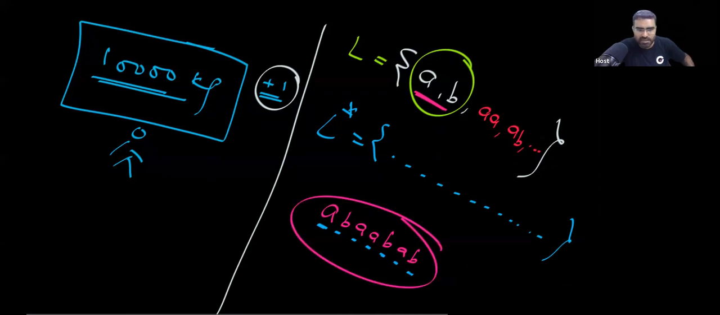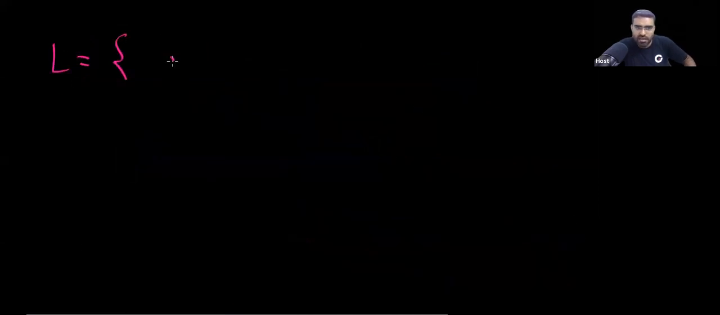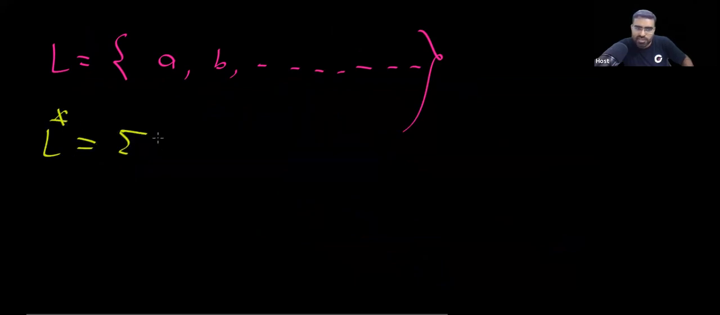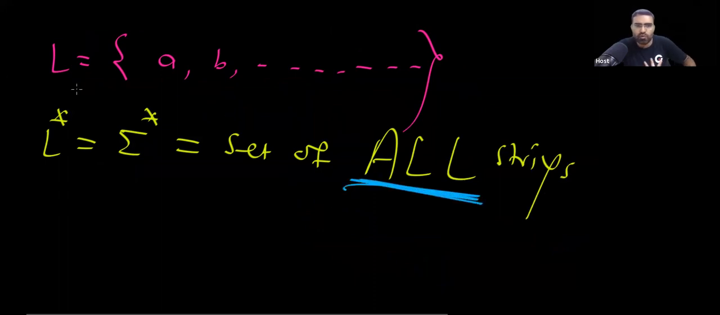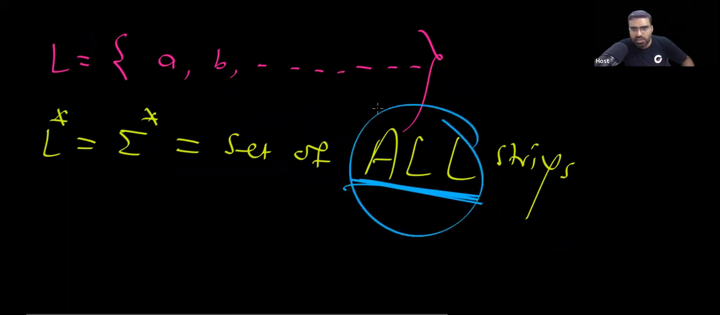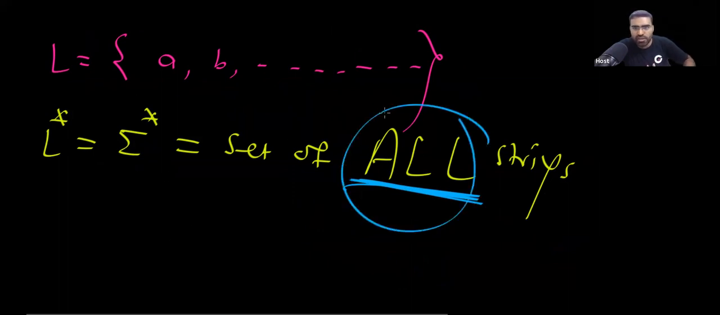So the point is simple, that if I give you this language a, b, now whatever else I have does not matter. Your L star will be the set of all strings. This is already the set of all strings. Now, because this is already the set of all strings, what extra can you create? Are you getting my point? You already got all the strings, so what extra can you create? See what I'm saying, please understand.